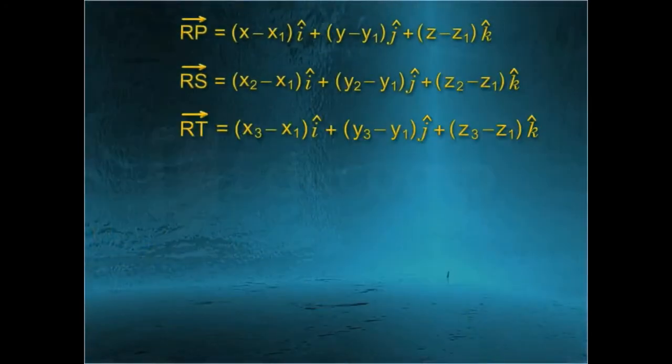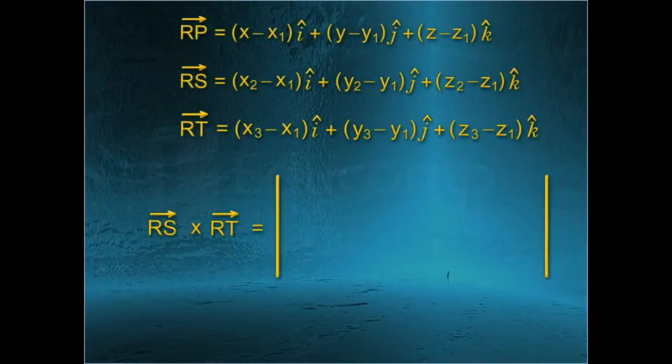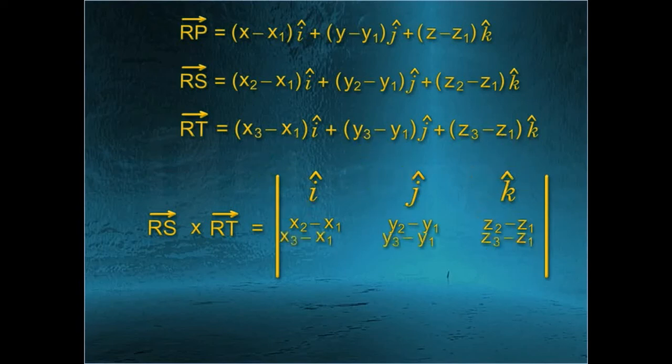The cross product of vectors RS and RT is the value of the determinant in which elements of the first row are i cap, j cap, and k cap. Elements of the second row are the scalar components of the vector RS, and the third row consists of the scalar components of vector RT.